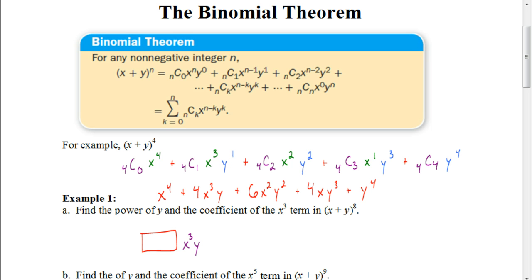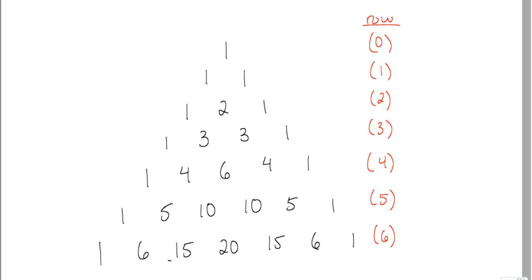Let's talk some more now about these coefficients. 1, 4, 6, 4, and 1. And let's look at Pascal's triangle that we talked about yesterday. And let's look at that fourth row. So we're dealing with x plus y to the fourth power, and the fourth row here, the numbers in that row are 1, 4, 6, 4, and 1. They just so happen to be the coefficients in our polynomial here. So that is another pattern that we can see from Pascal's triangle.